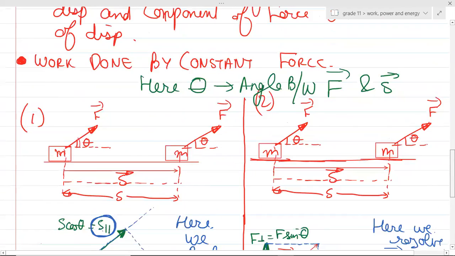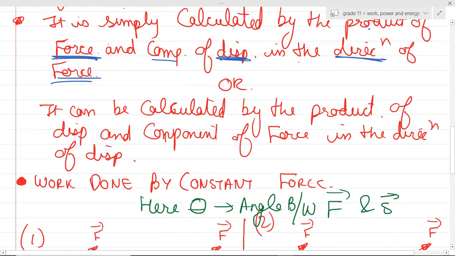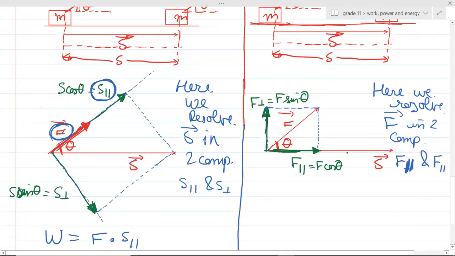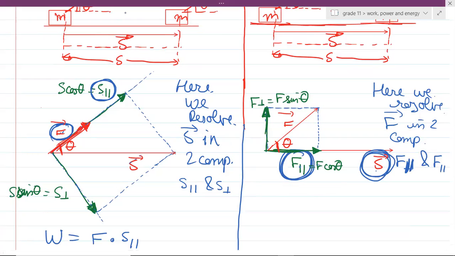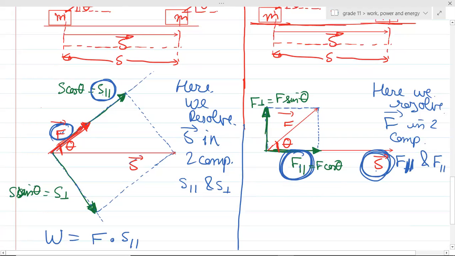Can you see, in the second case, it can be calculated by the product of displacement and the component of force in the direction of displacement. Is this clear? So it's the same thing. It is basically the product of displacement multiplied by the component of force which is in the direction of the displacement. So can you see F parallel and S? Here also it was F and S parallel. Are you getting my point, guys?